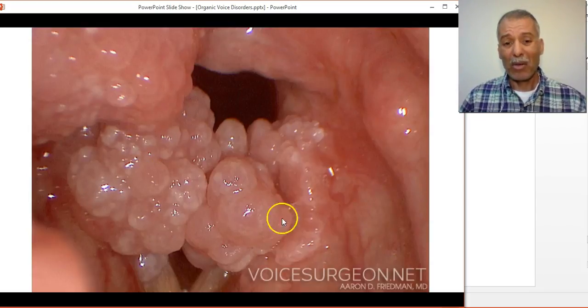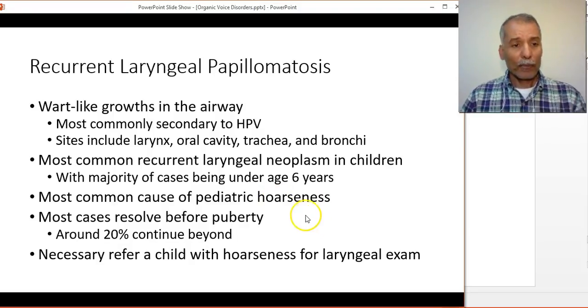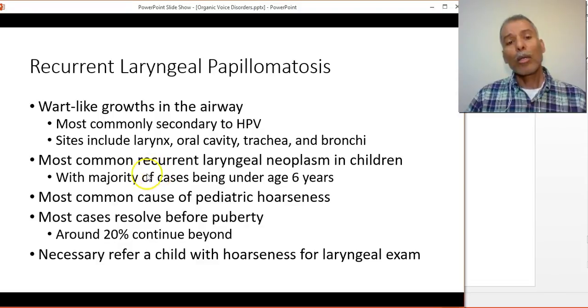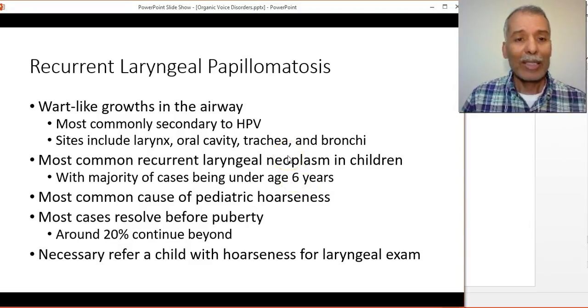See, in this case, the vocal folds are here, and the airway is basically compromised. On average, by the time they reach puberty, a person would have had 20 surgeries, up to 100 surgeries. Most of the cases resolve by puberty. But it is the most common recurrent laryngeal growth in children, with the majority of cases being at age 6 years. So when we say recurrent, you have to pay attention.